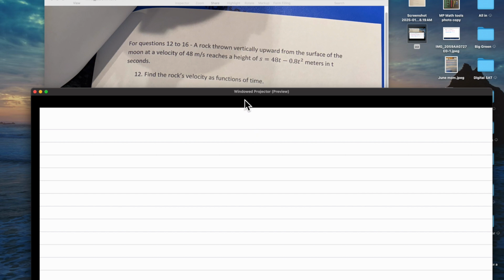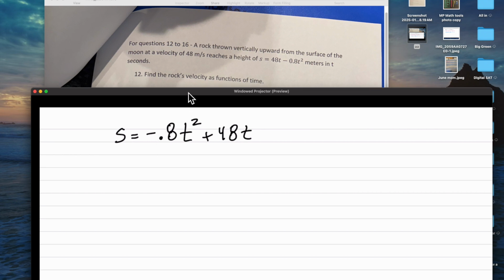Next, we are told that a rock is thrown vertically upward from the surface of the moon at a velocity of 48 meters per second and reaches a height that is simulated by this function here in t seconds. Now, folks, first thing I'm going to do is I'm going to rewrite this quadratic equation in a manner that we're used to seeing it, and that's with the quadratic term first. So we got negative 0.8t squared plus 48t. So we know this is going to be an upside down parabola. It's going to be a little bit wide because that coefficient is less than 1.